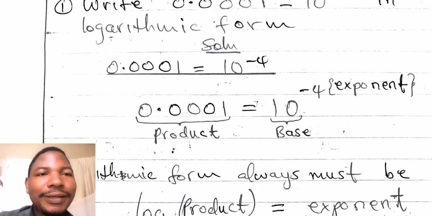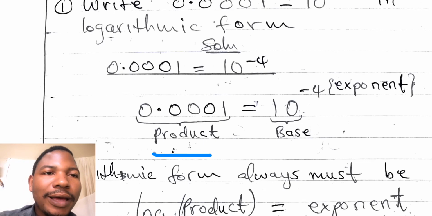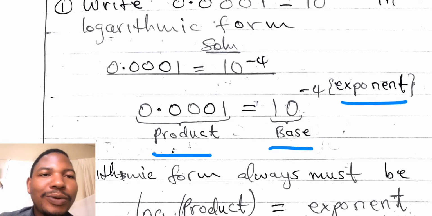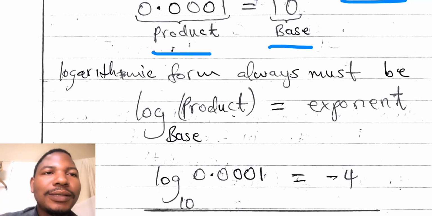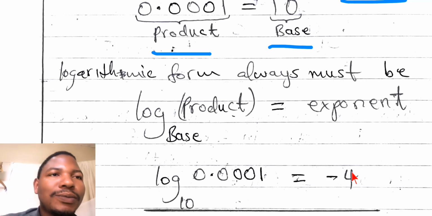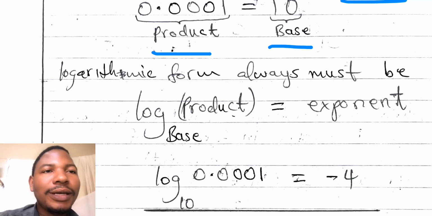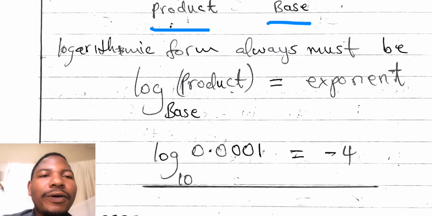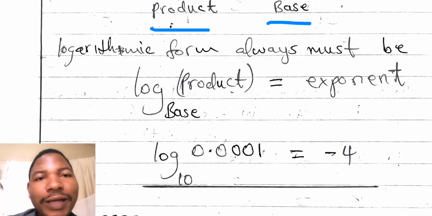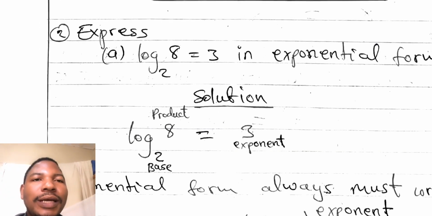Now we can write. This one is our product, this one is our base, this one is our exponent. In order to write the logarithm form, we write log, then the product, then the base, then is equal to the exponent. What is the product? Your product is this one. So log product, then the base. What is the base? Our base is 10, so base 10 is equal to the exponent. What is the exponent? Our exponent is negative 4, as you see here. So just write is equal to negative 4. Now this is a logarithmic form. It is very simple.